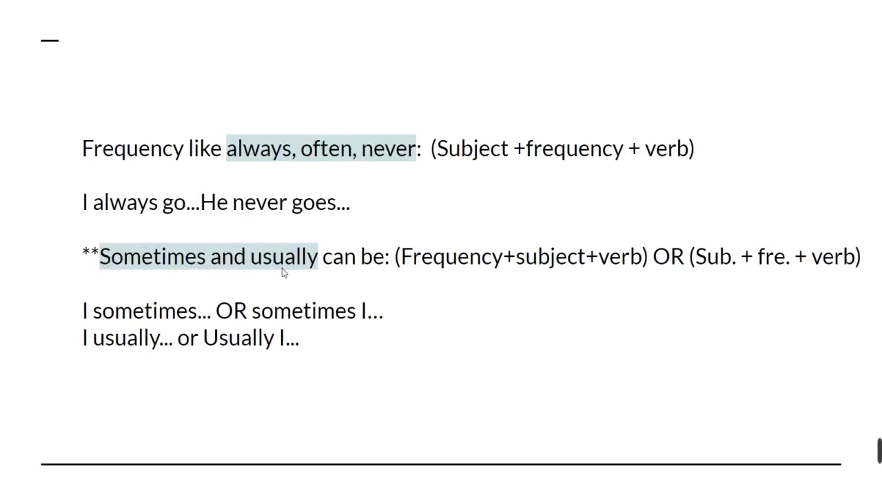You can use sometimes and usually a little bit differently. They can go in the very front, or they can go in the middle. I sometimes verb, or sometimes I verb. I usually verb, or usually I verb. Okay. Only these two can be used like that. But for always, it goes in the middle: I always go. Subject and verb.